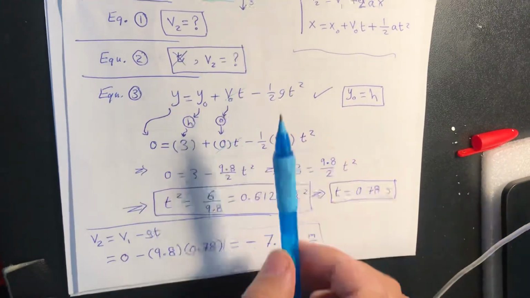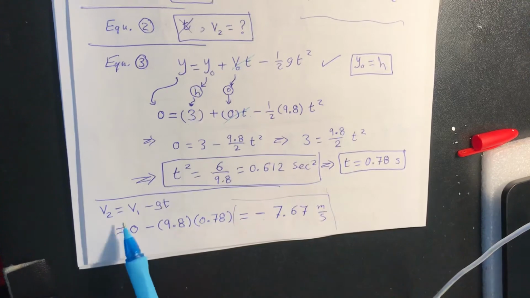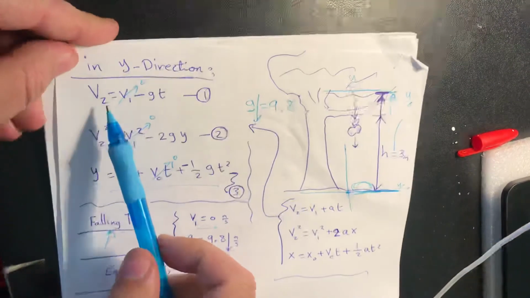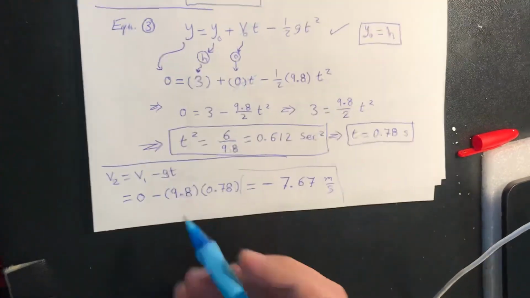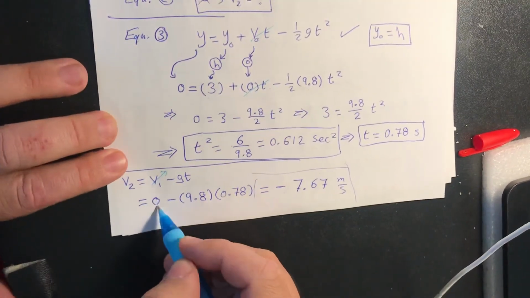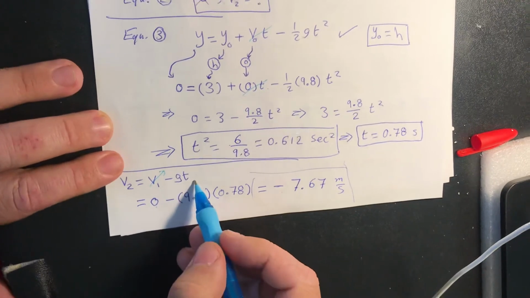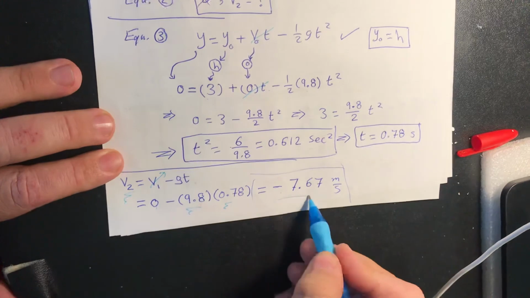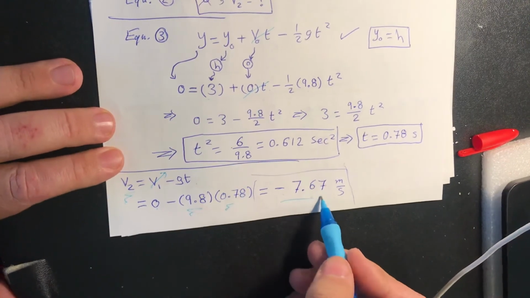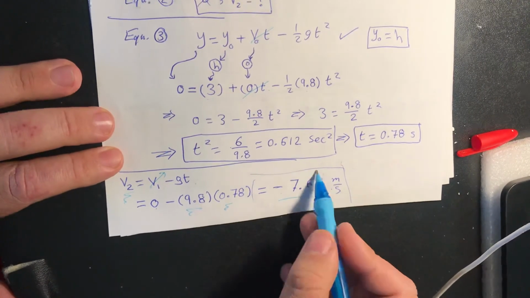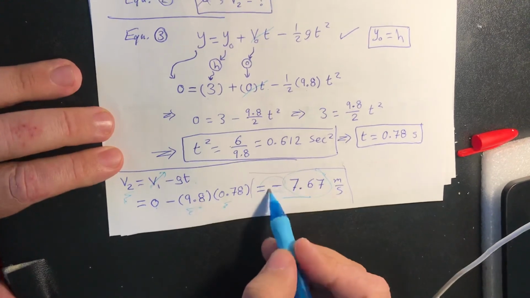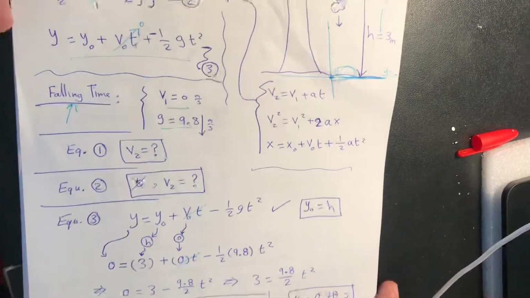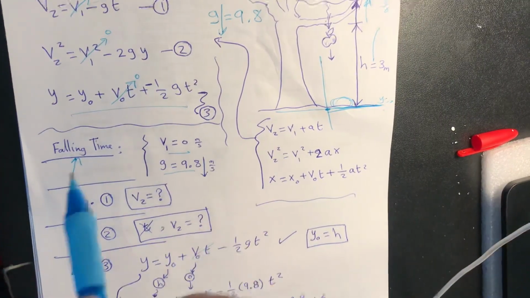Yes. Now, if we need to compute the velocity, v2, using the first equation, it is equal to v1 initially, which is 0, minus g t. Now we know the time. So g is known, time is known. Then the velocity is negative 7.67 meters per second. This is the speed and this is the direction, which is downward. This is a simple example on free fall bodies.